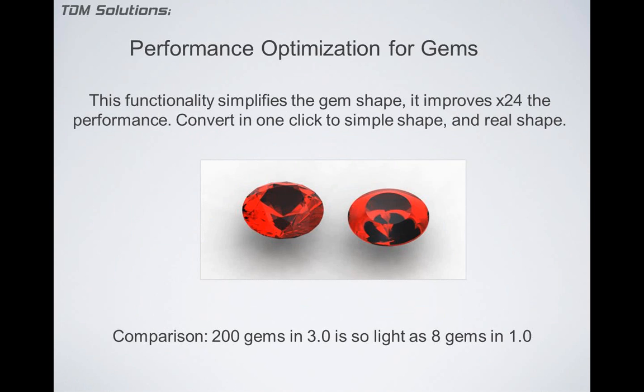Because imagine that you have a pavé of 300 stones. Each stone has about 100 surfaces. It means for 300 stones we have about 30,000 surfaces. With this tool we reduce 24 times the weight of the stone, and we can work better, because our computer works faster. Remember, anytime I can swap from simple to real and from real to simple, okay.